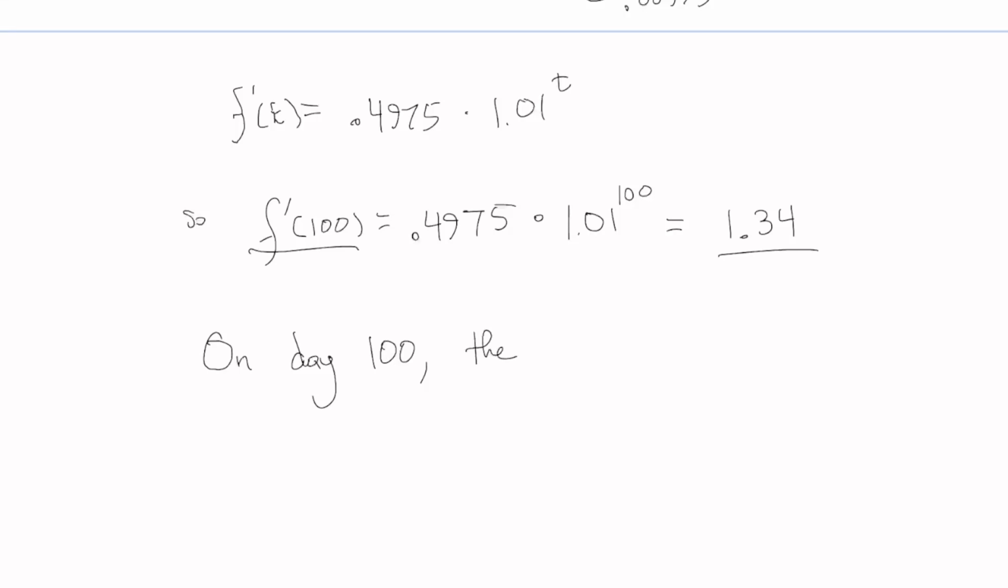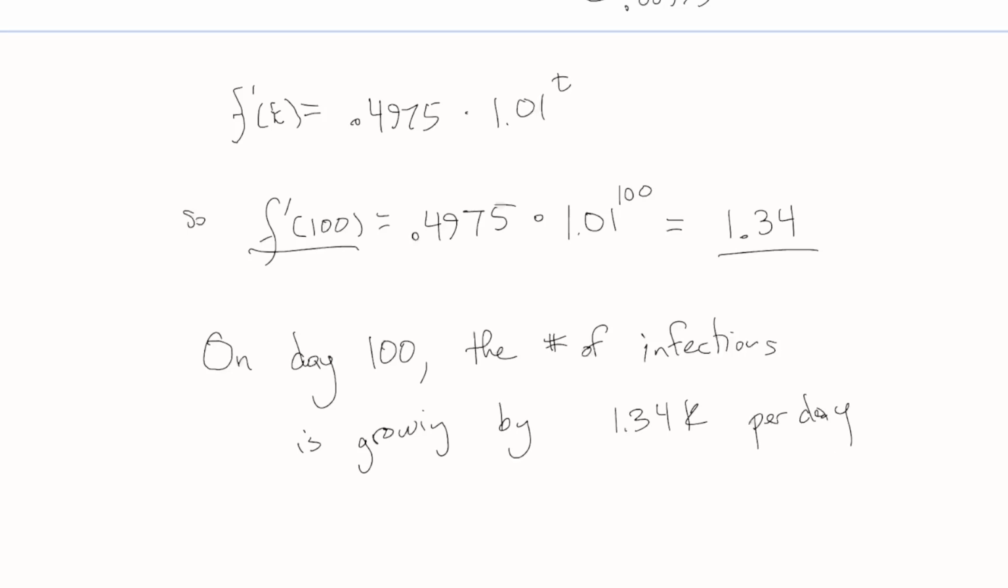So the number of infections is growing by 1.34 thousand per day. There you go. This is the meaning of that. Of course, this is useful information. In real life, you would actually want to be able to do this to figure that out.